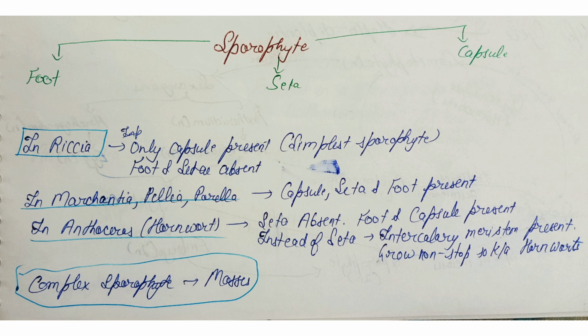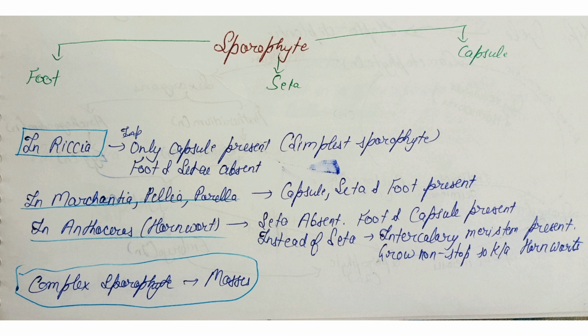If we closely observe the structure of the sporophyte, we can see 3 parts: foot, seta and capsule. But if we talk about Riccia, in the sporophyte of Riccia only the capsule is present. It means the sporophyte of Riccia lacks foot and seta and is the simplest sporophyte. This point is important. In Marchantia, Porella and Pellia, capsule, seta and foot, all 3 structures of the sporophyte are present.